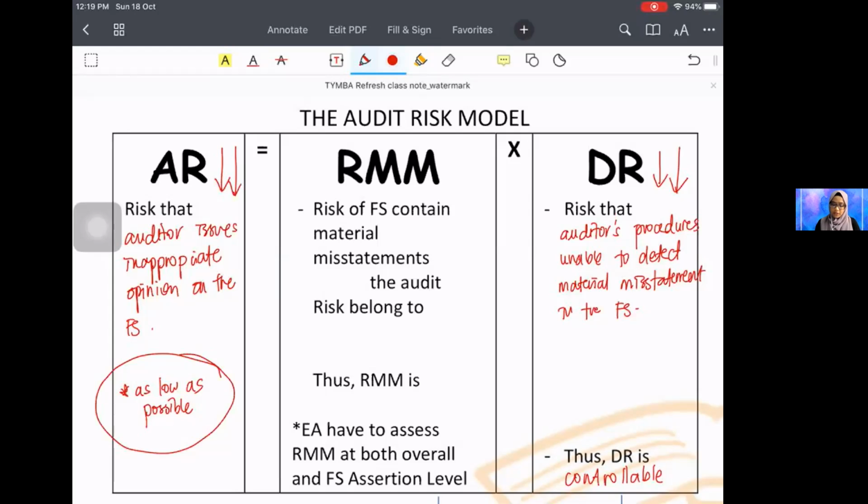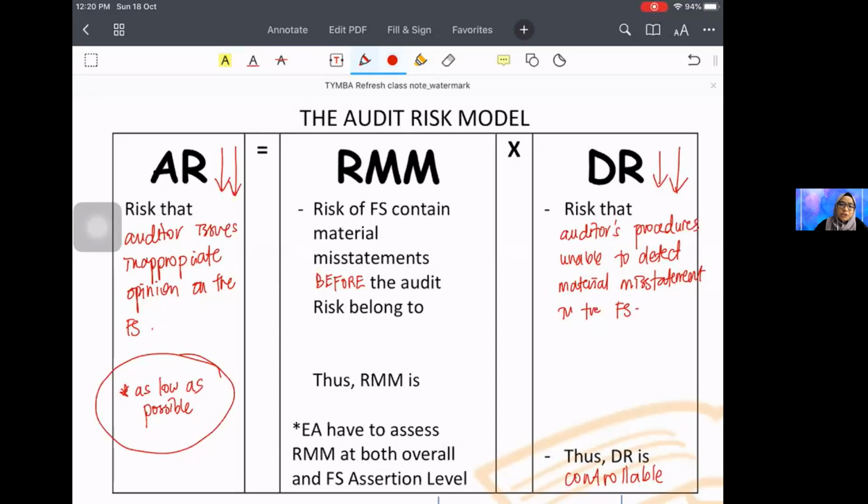Okay, so when we have understood this, let's move to RMM. RMM is the risk of financial statement containing material misstatements. Okay, before the audit. Before the audit maksudnya, sebelum you accept the engagement, sebelum you have signed your engagement letter with the client, sebelum you have planned your audit work, there is already risk ataupun material misstatements in the financial statement.